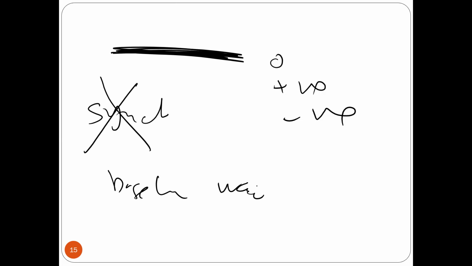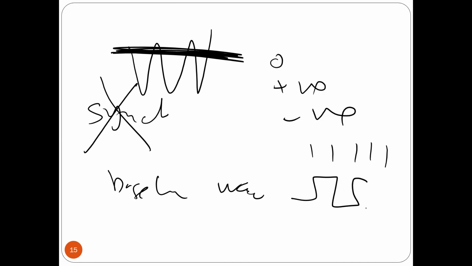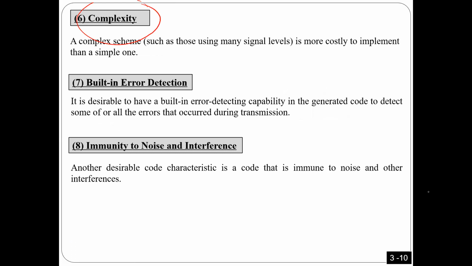Okay, so what is the best way? The best way is to have transitions. And that's what you will see. This is the best way. So even if I transmit 1, 1, 1, 1, the best way is to have some kind of transition this way. If you have a transition this way, this is going to help synchronization. It's also going to avoid baseline wandering. Any questions?